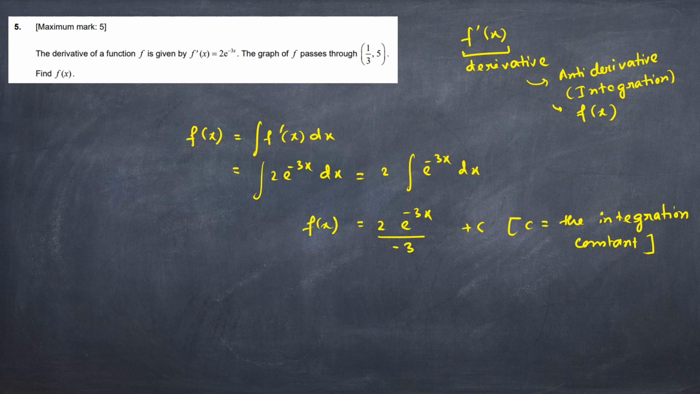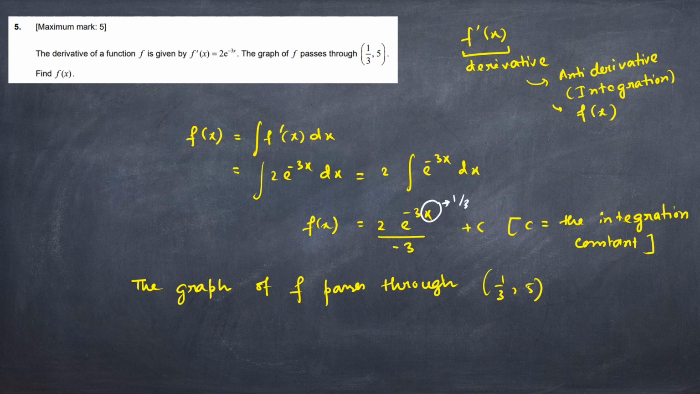See this particular part: the graph of f passes through the point (1/3, 5). So we can take these two values: for x equal to 1/3, the value of f(x) is 5. In the next slide we will do this part, calculate the value of c, and directly write f(x), the complete function.